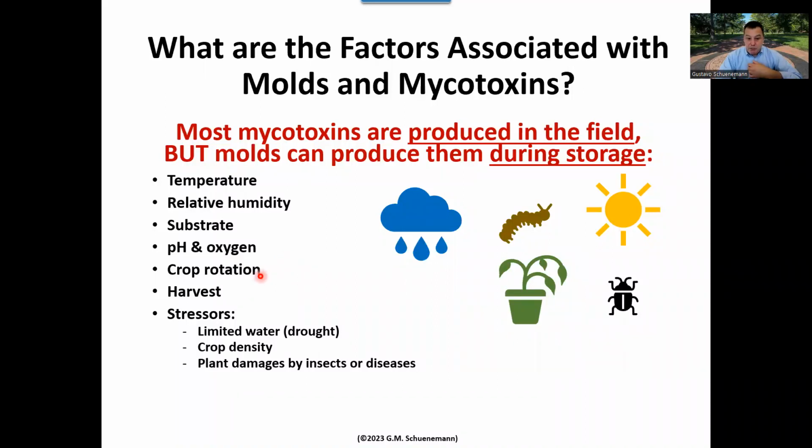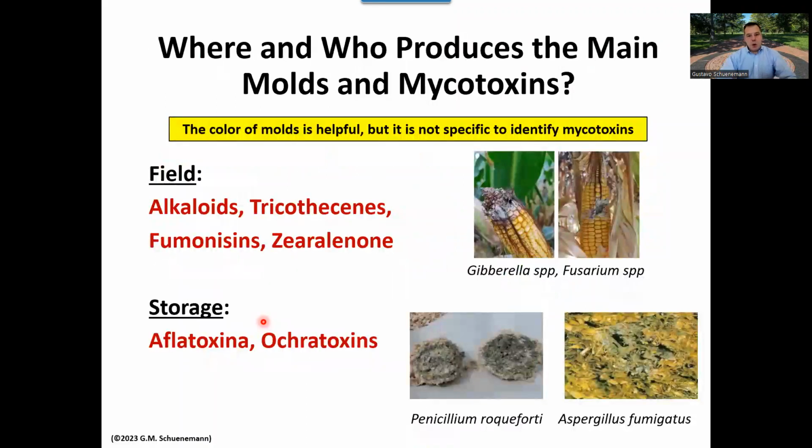And some management practices, I'll chat a little bit about how we do things that have a positive effect, especially to minimize mycotoxin and the stressors that I mentioned there: limited water availability, drought, plant damage, insects. All these are major factors that will cause some of these molds to produce mycotoxin, right? So where, and who produces the main molds and mycotoxin?